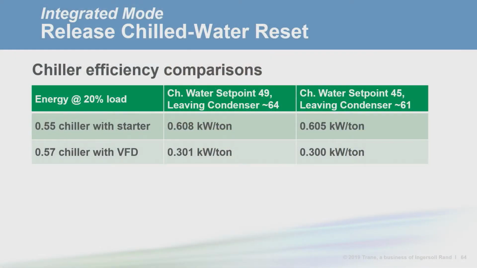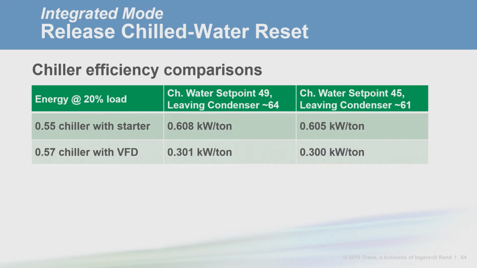Now let's look closer at the effect releasing chilled water reset has on the chiller. The first row is a fixed speed chiller operating at 49 degrees leaving chilled water set point, and about 64 degrees leaving condenser water. The efficiency of a minimally compliant chiller is about 0.608 at these conditions. If chilled water reset were released to 45 degree leaving chilled water, the leaving condenser drops to 61, and the chiller actually gains a little bit of efficiency.